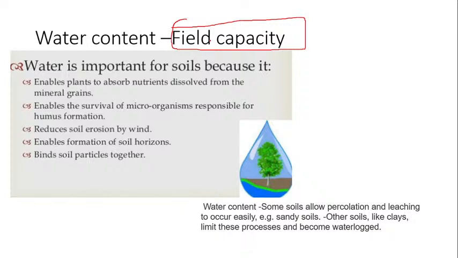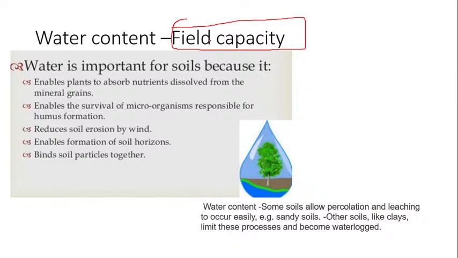Now, water content, it is very important for the soil. Why important? Because the water content helps to give the water for the plants. So it enables plants to absorb nutrients dissolved in the mineral grains. ഇല്ലേ, ആ ചെടിക്ക് വെള്ളം ന്യൂട്രിയൻസ് അബ്സോർബ് ചെയ്യുന്നത്, വെള്ളത്തിൽ ന്യൂട്രിയൻസ് അലിഞ്ഞതിന് ശേഷം ആ ന്യൂട്രിയൻസിനെയാണ് പ്ലാന്റ്സ് അബ്സോർബ് ചെയ്യുന്നത്. സോ വാട്ടർ ഇസ് ഇമ്പോർട്ടൻറ്റ് in soil because the plants absorb the nutrients which are dissolved in the water.